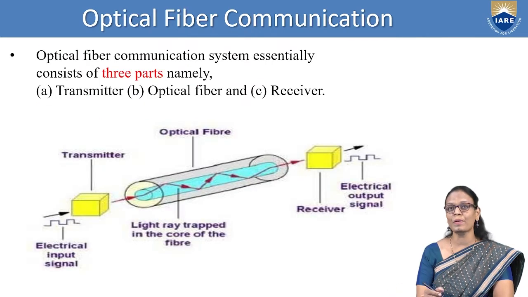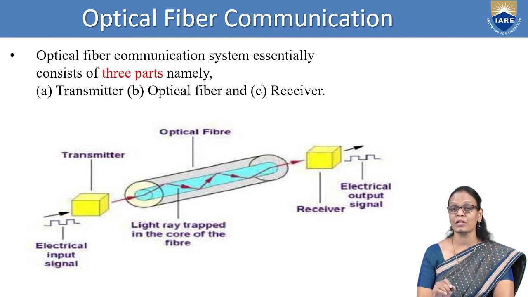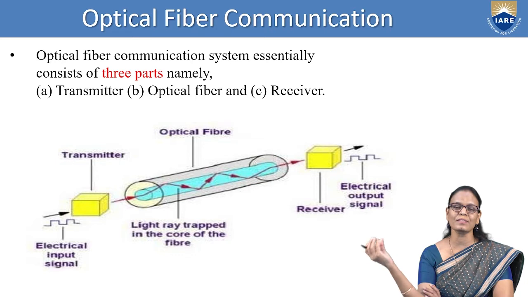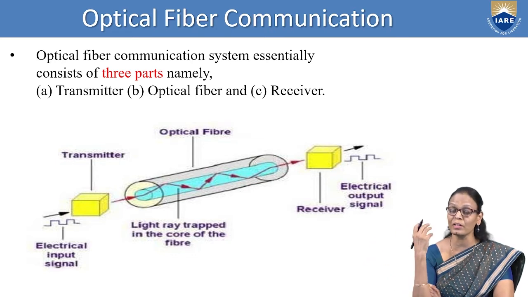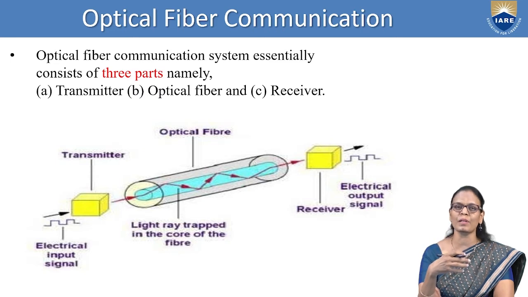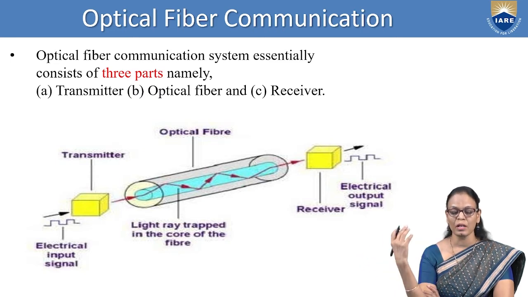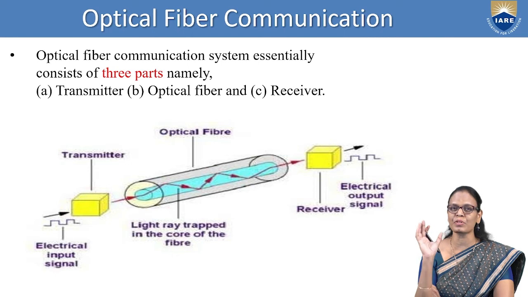Now coming to the optical fiber communication. How does communication happen? First part we have seen: if the signal is traveling through an optical fiber, what are the losses that occur? And what are the advantages of using this optical fiber over copper cables? Now we are going to see how communication happens in an optical fiber, or using an optical fiber.